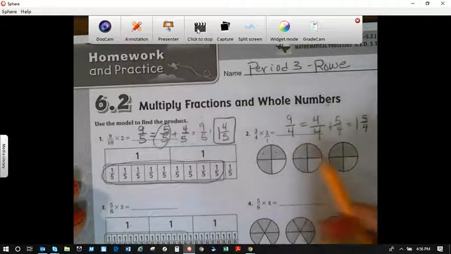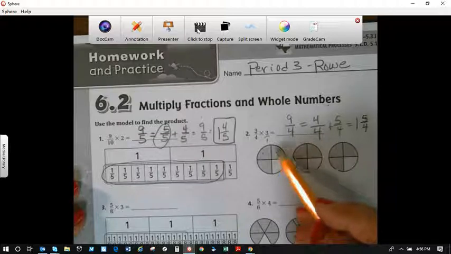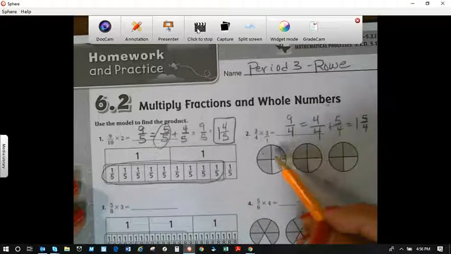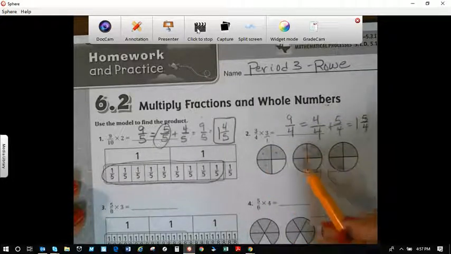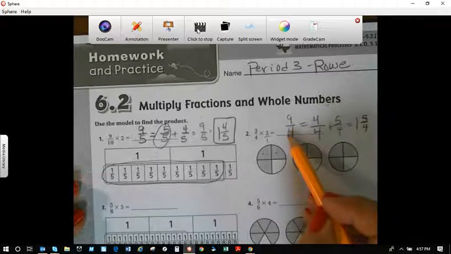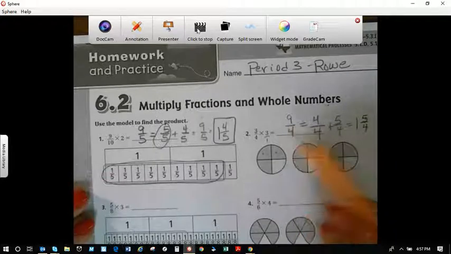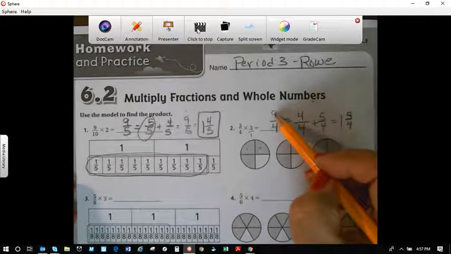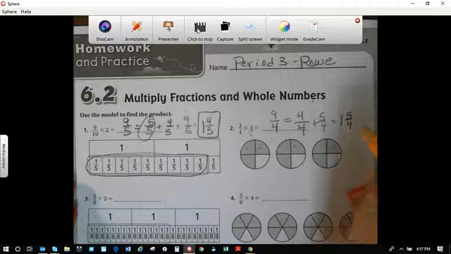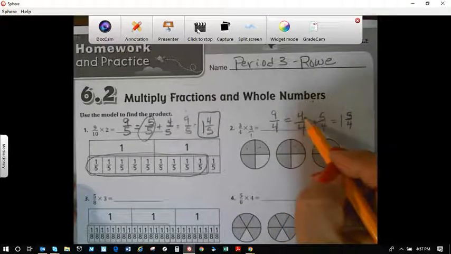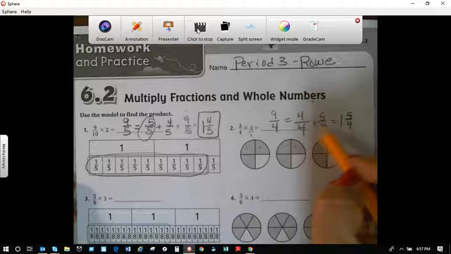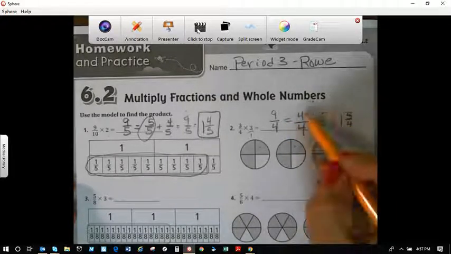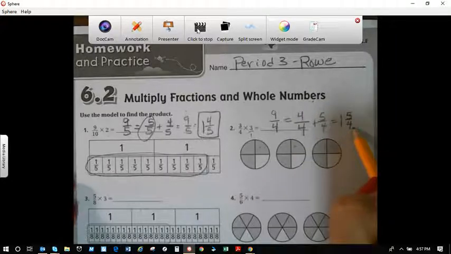Number 2, I counted up here. I had 4 equal parts, and this was 3/4 times 3. And here I had 1, 2, 3, 4, 5, 6, 7, 8, 9. It's 9/4. I needed to simplify it. So one way of doing it, I can go 4 goes into 9 2 times with 1 left over. Or I can do my 4 over 4 plus what equals 9/4. It'll be 5. So this is 1 5/4. But this is still an improper fraction.